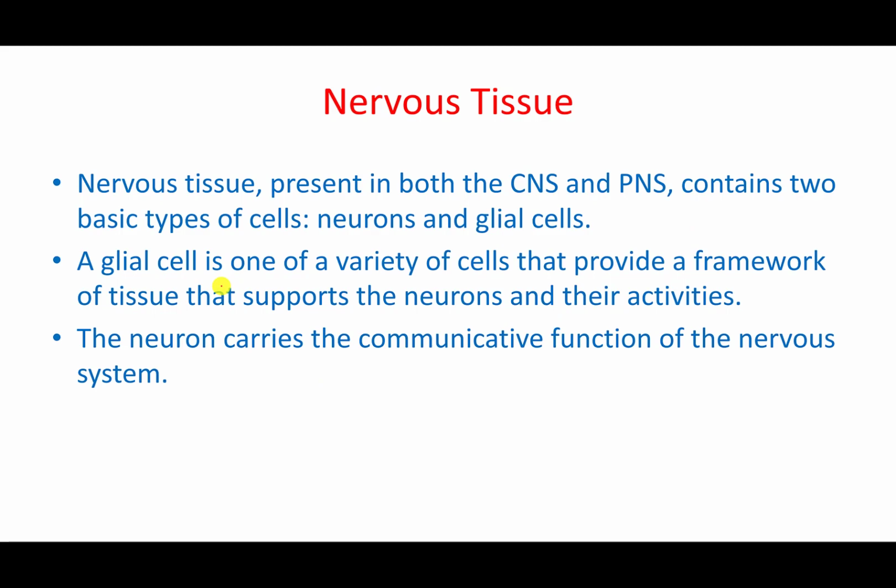Let's see now the nervous tissue. In nervous tissue, we have two types of cells. We have the neurons and we have the glial cells. Neurons are the main cells of the nervous system. They are responsible for communication.